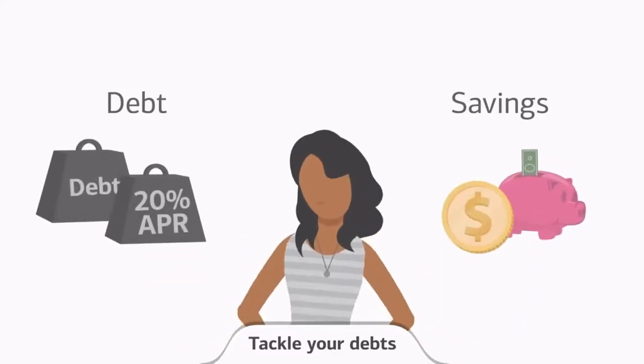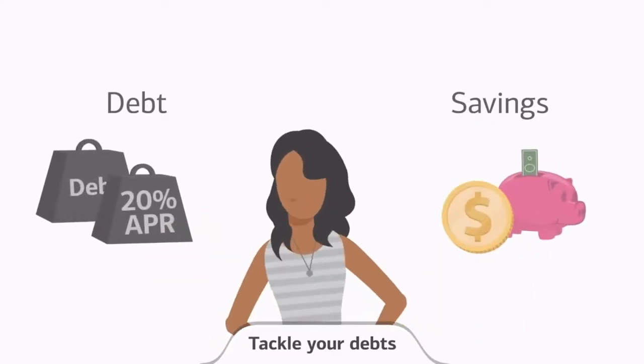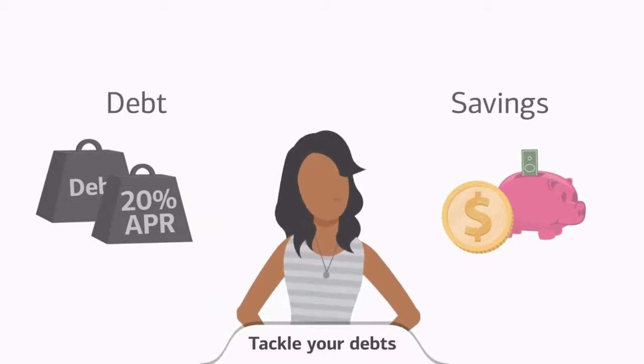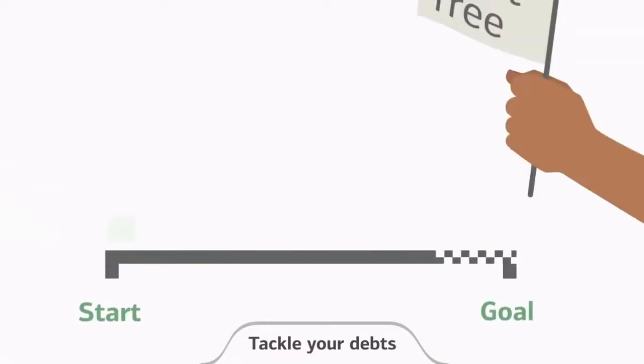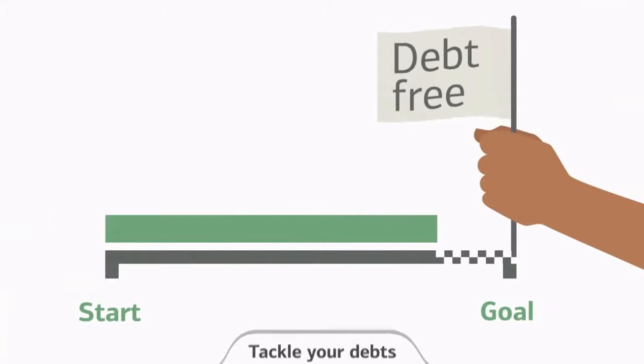For instance, if you have a debt with a very high interest rate, it may make sense to focus on paying it down at the same time, or even before you build your entire emergency fund. As you make a plan to tackle your debt, setting target goals can help you stay on track as you actually see and feel the progress you're making.